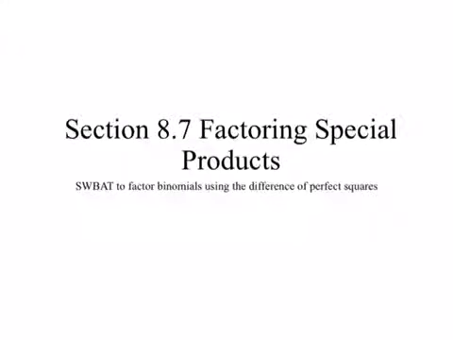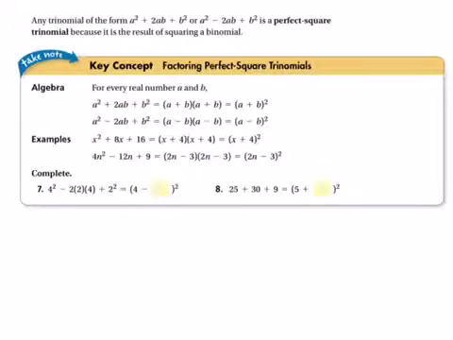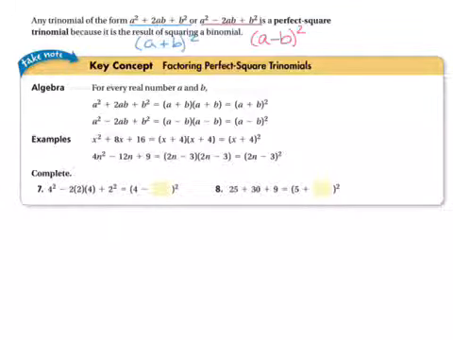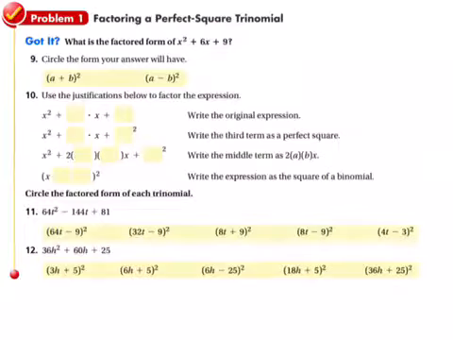Algebra 1, Section 8, Section 7, Factoring Special Products. A trinomial in the form of a squared plus 2ab plus b squared, or a squared minus 2ab plus b squared, is a perfect square trinomial because it is a result of squaring a binomial. If we are attempting to factor x squared plus 6x plus 9, the form our answer will have is (a plus b) squared, because each of the terms in the trinomial is positive.